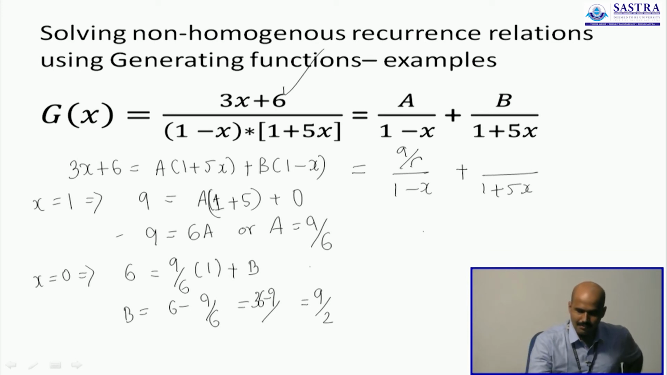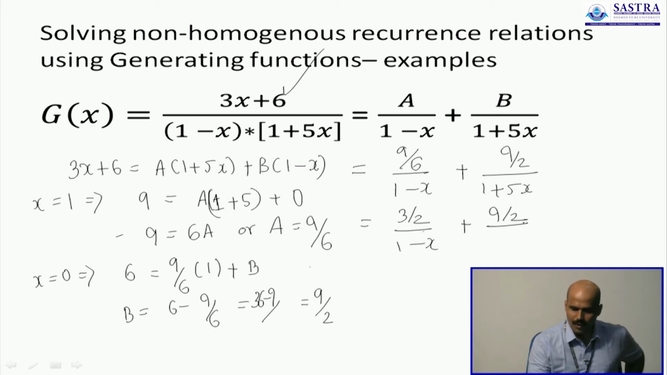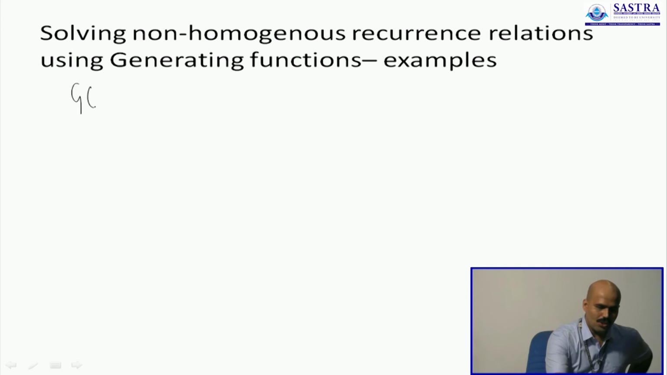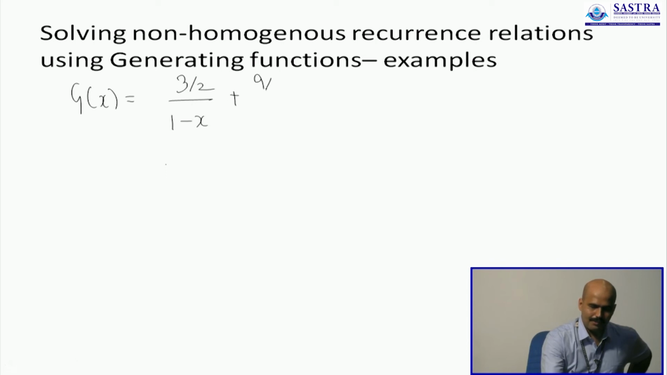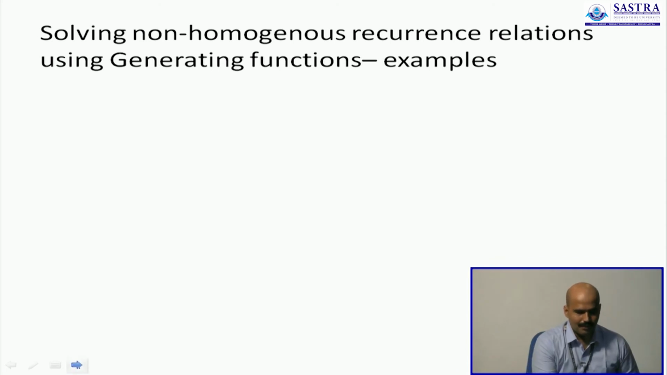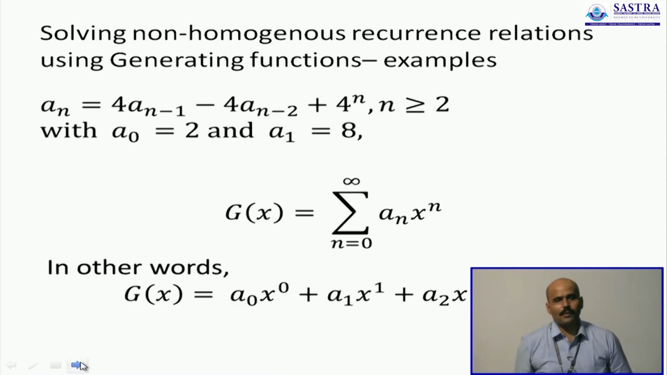So we'll have a 9 by 6 upon 1 minus x and a 9 by 2 upon 1 plus 5x. That just comes down to 3 by 2 upon 1 minus x plus 9 by 2 upon 1 plus 5x. Now that we have solved for the answer, let's just check if that holds good. So g of x we have found out is 3 by 2 upon 1 minus x plus 9 by 2 upon 1 plus 5x.